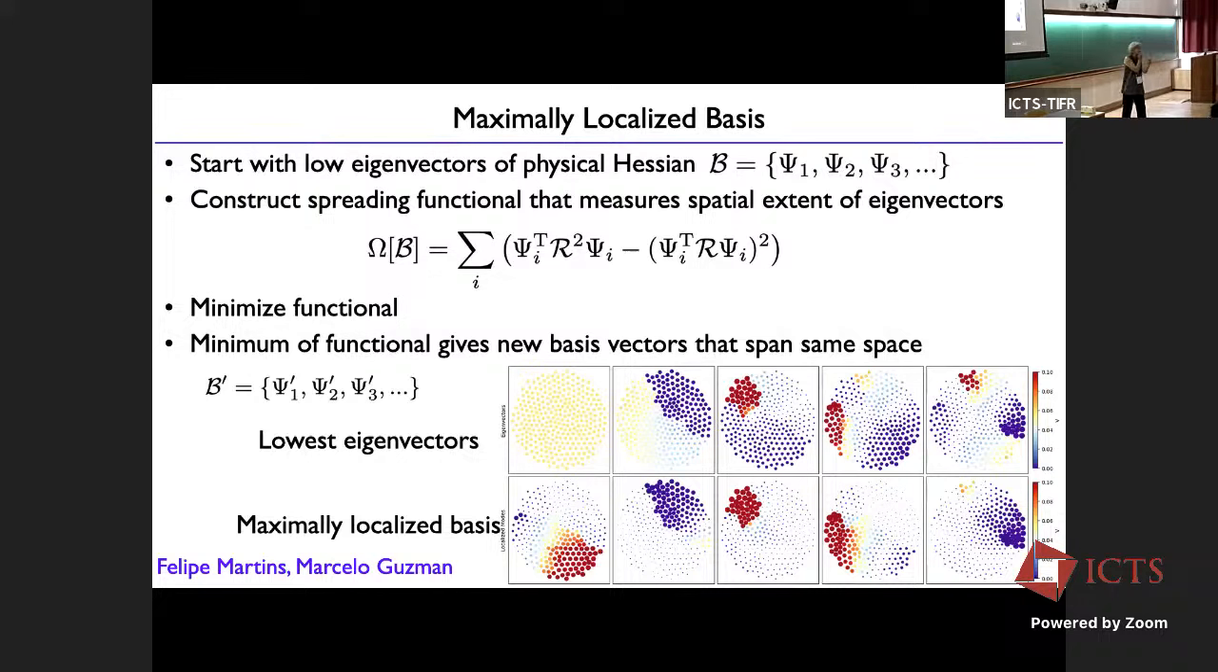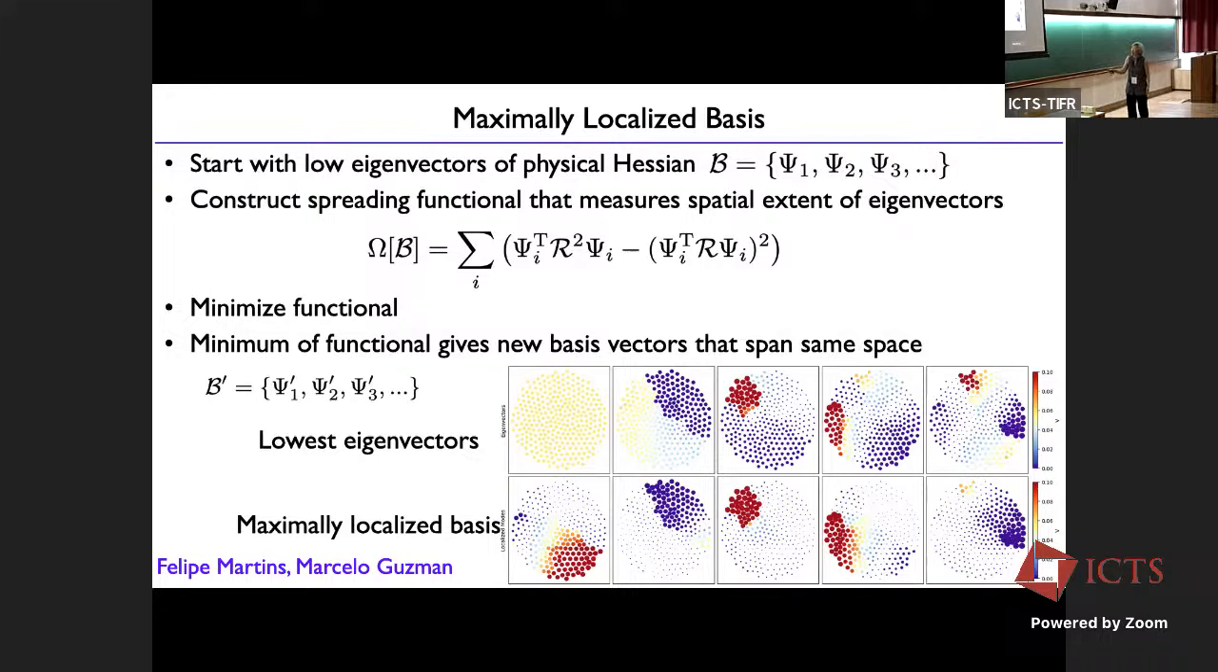Okay, so we take that subset of the eigenvalues, and then we construct what's called the maximally localized basis. People do this in quantum condensed matter. This tells you how spread out the eigenvector is: r squared minus the average of r, squared, which tells you the variance, so how spread out it is. You minimize this functional, and you get a new basis, which is called the maximally localized basis.